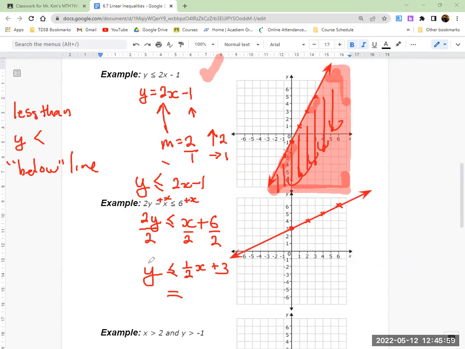Okay, so again, this is y is equal to half x plus 3. What area is less than half x plus 3? It's below.